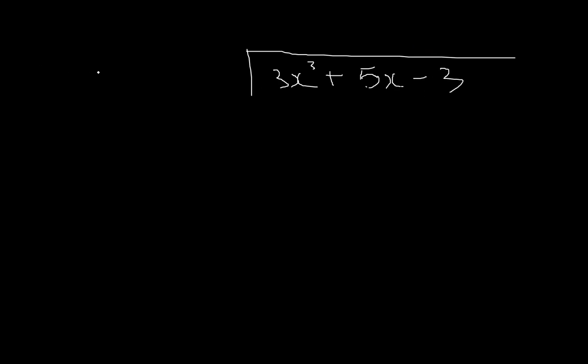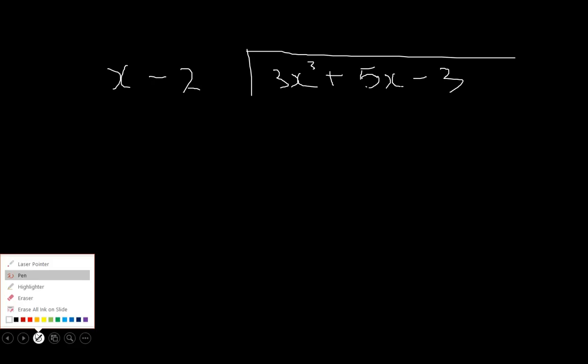They asked me to find the quotient and the remainder again. And it's this: 3x cubed plus 5x minus 3. And then they told me this is divided by x minus 2. However, if you started dividing this, right?